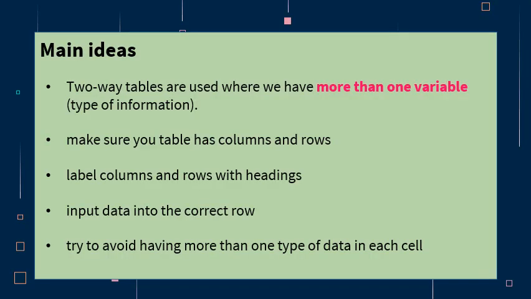So here are the main ideas from today. Firstly, two-way tables are used when we have more than one variable or type of information. So for example, the device and people's gender, or their preferred type of exercise and their age range.